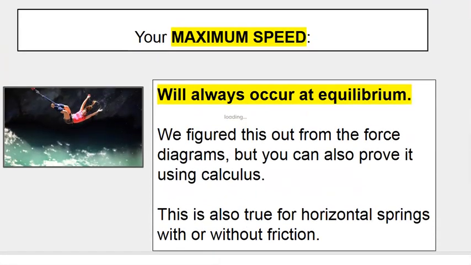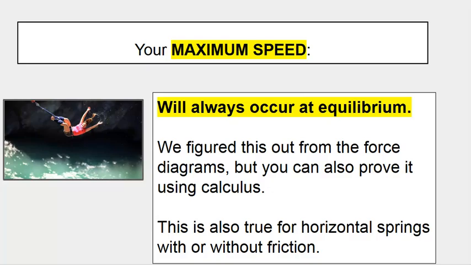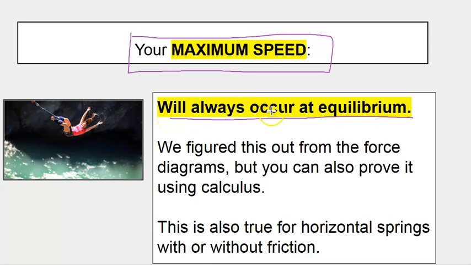Okay, this is really, really important. And this is the last slide. Your maximum speed, write this down, will always occur at equilibrium. Okay. We figure this out from the force diagrams, right? From when you were speeding up, when you were slowing down. You can also prove it using calculus. I'm going to talk about that super briefly.